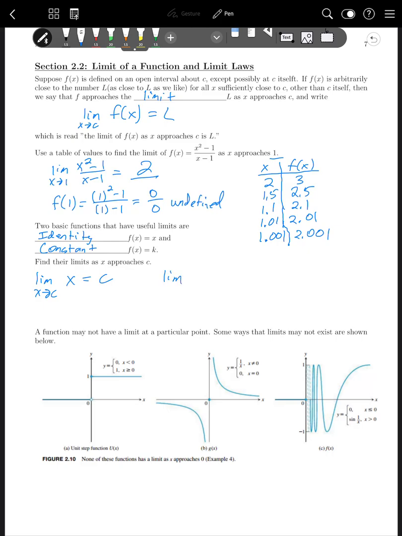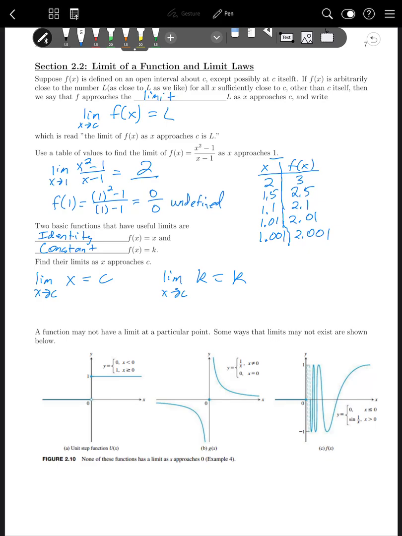And then the constant function, the limit as x approaches c of k. Well, if k is a constant number like 2, then no matter what x is, k is always going to be 2. So the limit of that function will always just be whatever k is. Okay, so the limit of x is simply whatever value you're approaching, and the limit of a constant k is just that constant k.